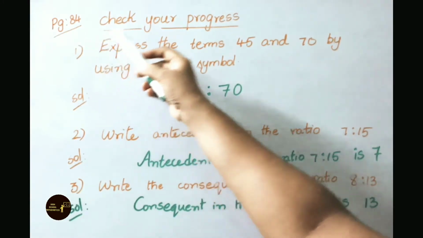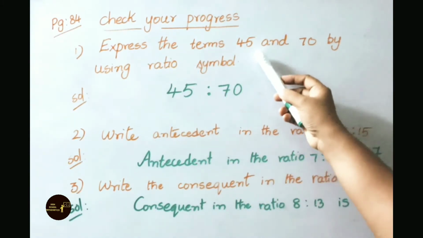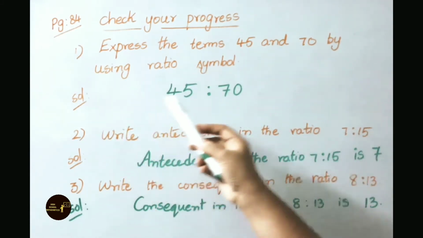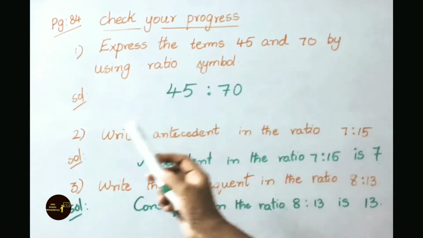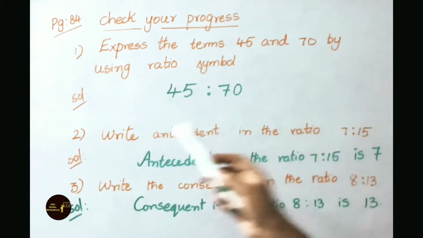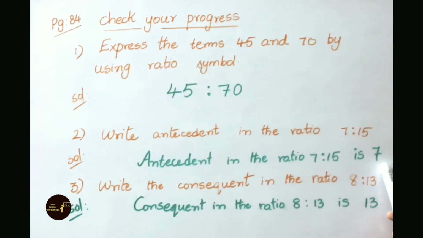See now page number 84. Check your progress. See the first sum. Express the terms 45 and 70 by using the ratio symbol. Solution, 45 is to 70. See the second sum. Write the antecedent in the ratio 7 is to 15. The antecedent in the ratio 7 is to 15 is 7. See third question. Write the consequent in the ratio 8 is to 13. Solution, the consequent in the ratio 8 is to 13 is 13.